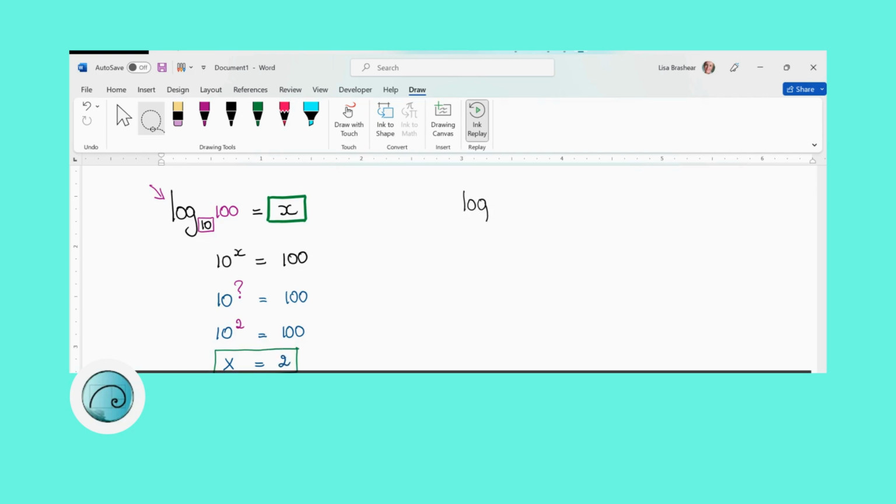What does log of 1000 with base 10 give us? This can be written as 10 raised to x is equal to 1000, and 10 cubed is 1000, so the value of x will be 3.